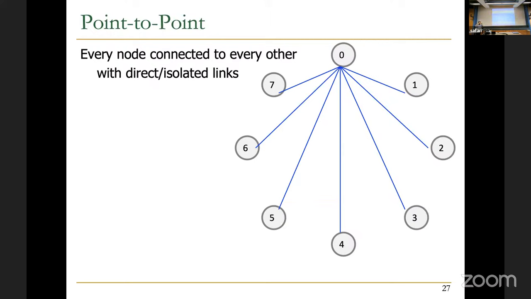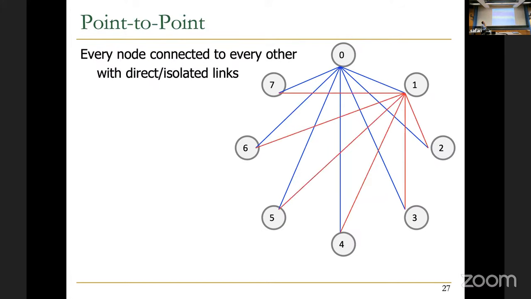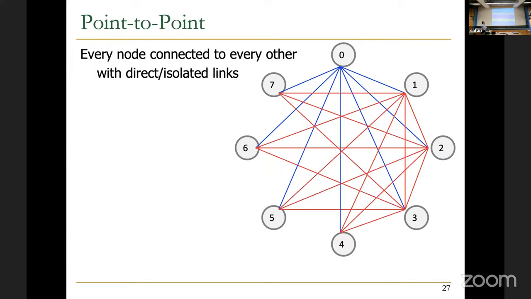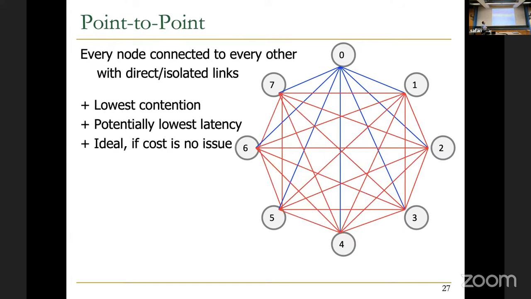Another extreme way of communication is point-to-point communication. So every node is connected to every other with direct or isolated links. Here, for example, node zero is connected to all other nodes. Now, node one also needs to connect to all other nodes, node two, node three, and then at some point we have this network. So basically it has the lowest contention for sure, and potentially the lowest latency.